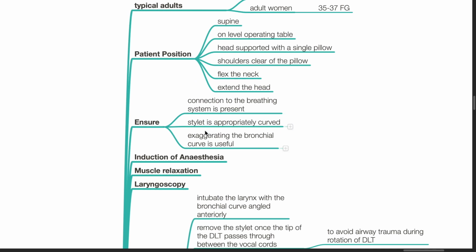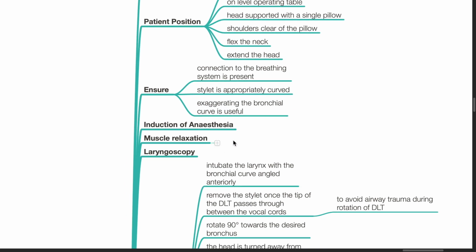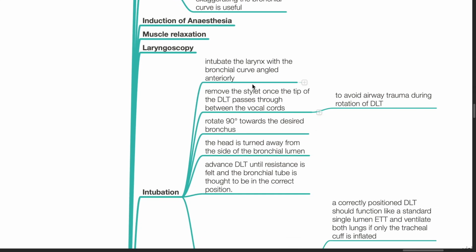Stylet is appropriately curved. Exaggerating the bronchial curve is useful. Induction of anesthesia, muscle relaxation and laryngoscopy. Intubation. Intubate the larynx with the bronchial curve angled anteriorly.